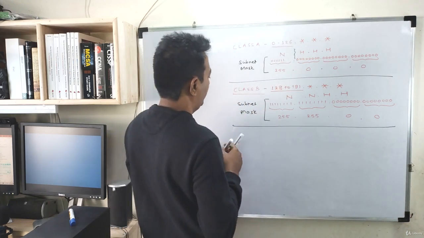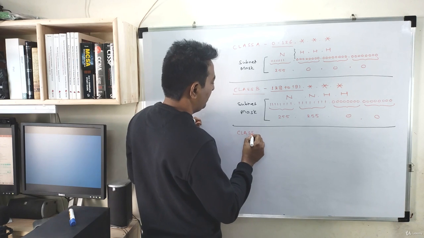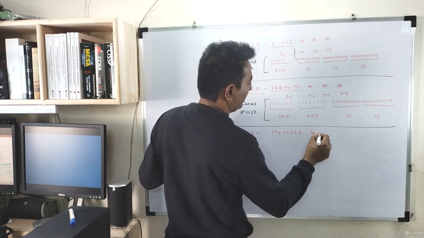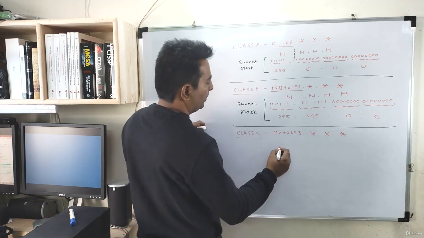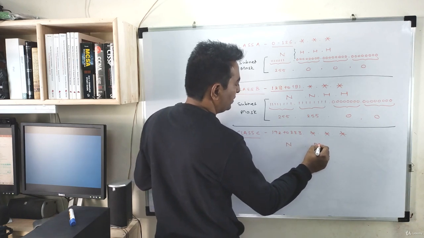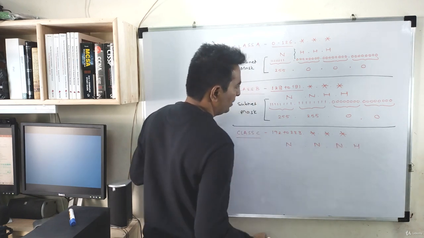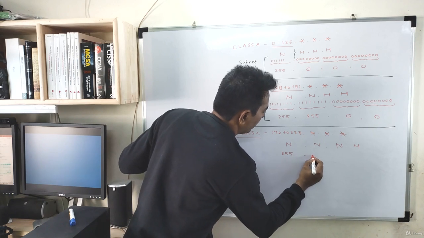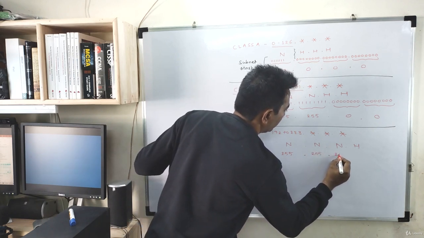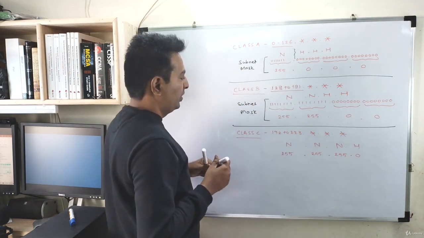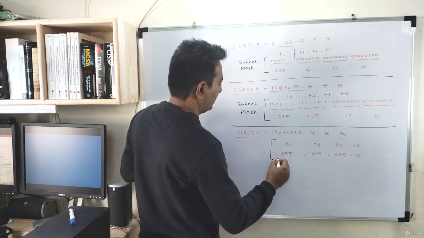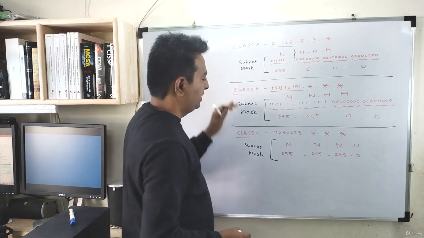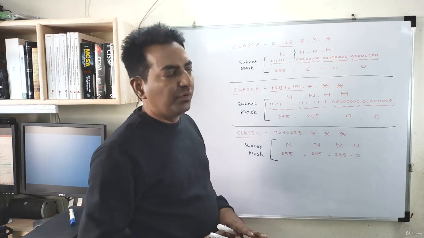Same thing for class C: 192 to 223 dot something dot something dot something. So it's going to be network, network, network, host. So I'll directly write the values. It's going to be 255 dot 255 dot 255 dot 0. So that is considered as a subnet mask for class C. So these are standard networks, okay?